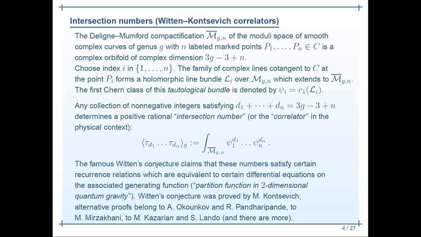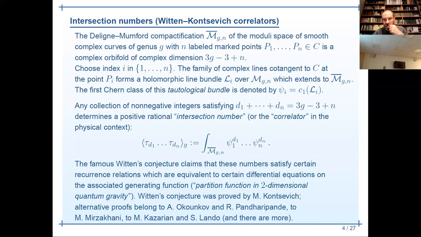It is extendable to M_{g,n} bar. And as soon as we have a holomorphic line bundle, you can define the associated first Chern class. So when we have n points, we have n distinguished classes of cohomology, of rank two, and we can multiply them. And if we multiply them in such a way that the product has the rank of the dimension of the space M_{g,n}, we can integrate this class over M_{g,n} and we get a number.